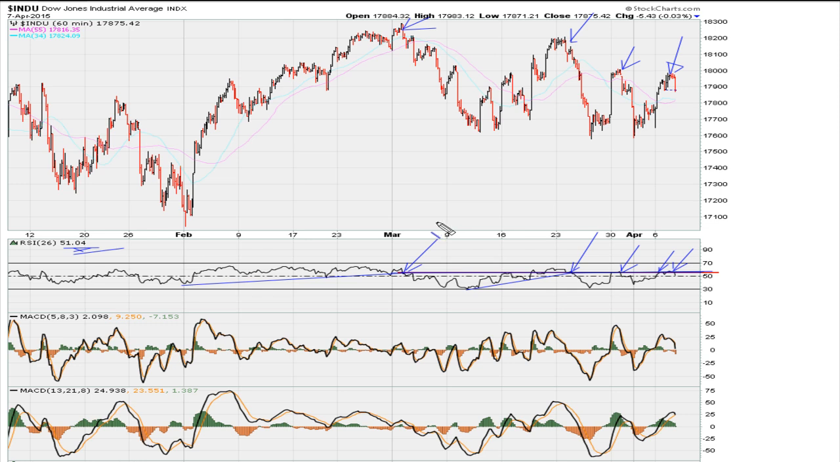Otherwise, one thing I have to notice, the weekly continues to look great. The weekly looks great as far as the Indian market is concerned.